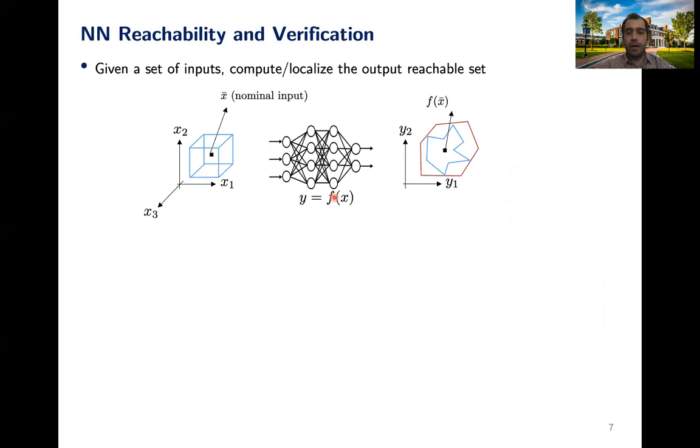So I'm going to first start with analysis of neural networks in isolation, and then I will go back to neural network driven dynamical systems. So in neural network reachability analysis and verification, our goal is to compute or at least localize the output reachable set of a neural network given a set of inputs. So this problem arises in several contexts.